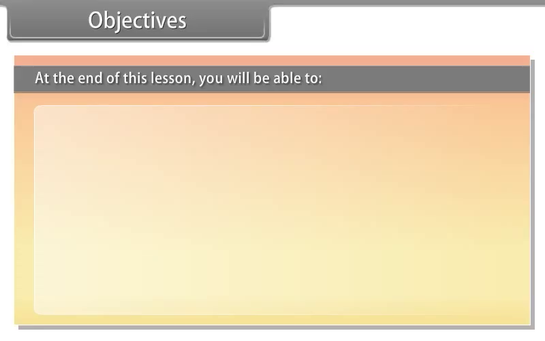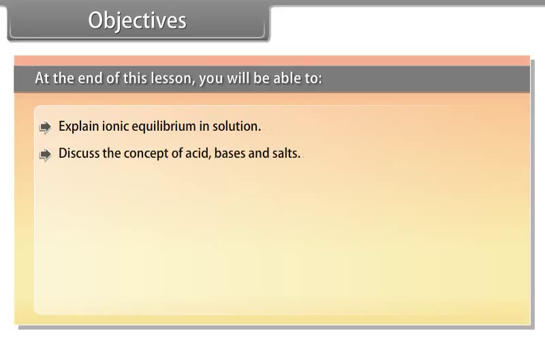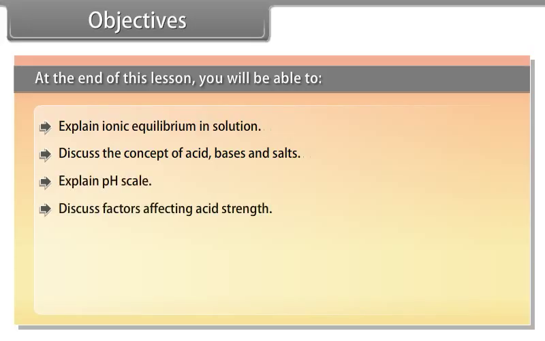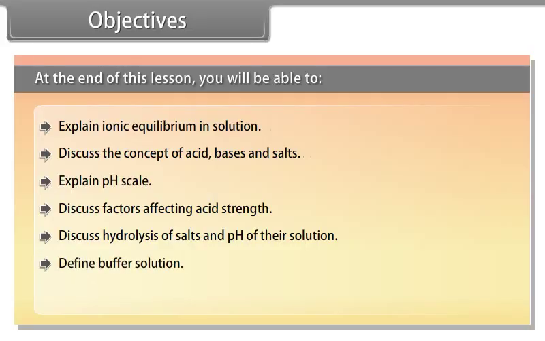Objectives. At the end of this lesson, you will be able to explain ionic equilibrium in solution. Discuss the concept of acid, bases and salts. Explain pH scale. Discuss factors affecting acid strength. Discuss hydrolysis of salts and pH of their solution. Define buffer solution. Define solubility product constant.